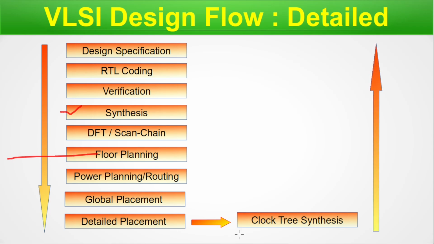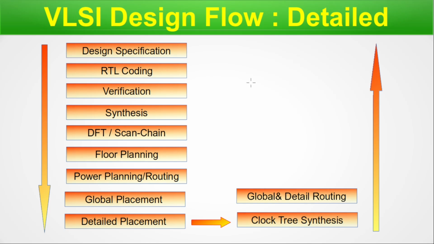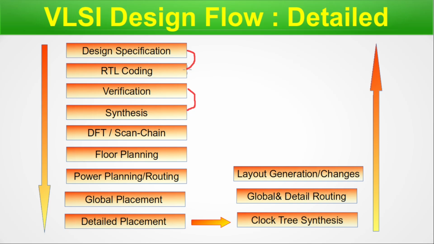And then our flow goes in this upward direction, starting here and then going in this direction. Next we have the global and detailed routing. Next we have the layout generation and changes. So there will be iteration. Maybe these two steps will have multiple iterations, and similarly these two steps as well. You don't know whether it will go here or here or here. It depends upon what type of modification the iteration is causing, or what type of error is coming, and at what level you have to go back.